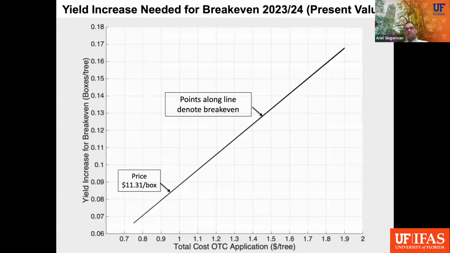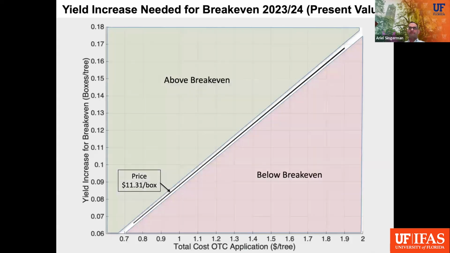So going back to this graph, if the yield that was obtained is on the line that is shown on the screen, then we attain break-even. If it's above the line, then that means that it's profitable. And if it's below the line, then that means that it is not profitable.